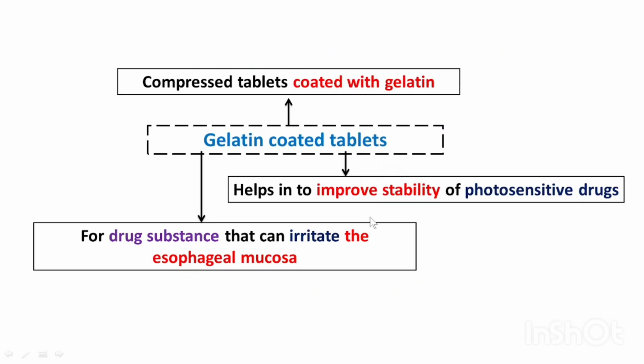Apart from that, the gelatin coated tablet. Mostly for drugs having photosensitivity, meaning they become unstable by the effect of light, we need to make a gelatin coating. So these are compressed tablets, but the outer coating is made up of gelatin, right? Mostly for drug substances that can irritate the esophageal mucosa during consumption, in that case we need to make a gelatin coating. Gelatin is one of the inert substances which does not have any pharmacological action or reaction with the main API, right?